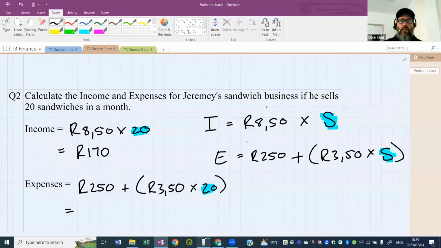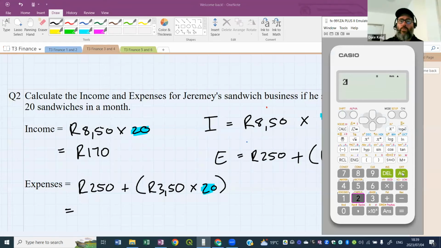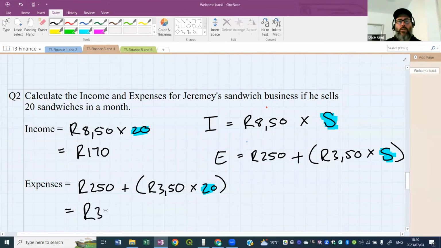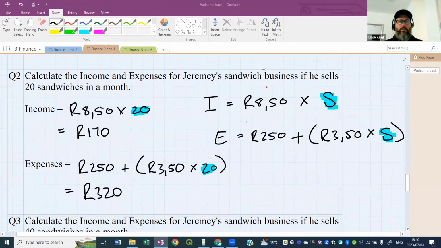And get the calculator again. We're going to say 250 plus, I like using brackets, 350 times 20. That'll give us 320. All right, very good. Well done. Good job, guys. So there we go. We have income and expenses for 20 sandwiches. All right, let's move on. Next one.